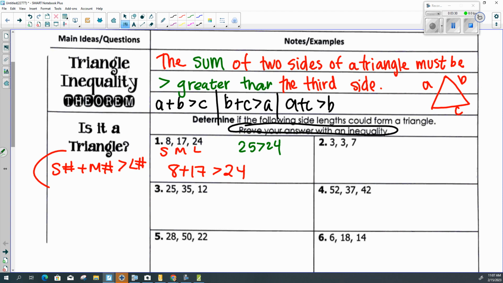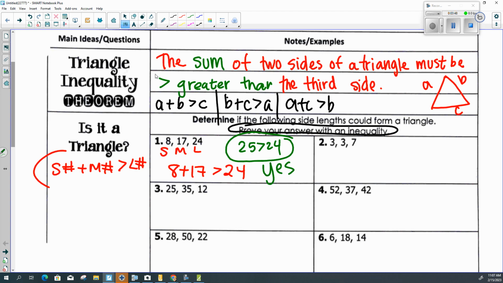So let's look back at what we're finding. If the following side lengths could form a triangle, yes. And then prove your answer with an inequality. That is the inequality. You can make a triangle because those two small sides are just long enough to make a triangle.